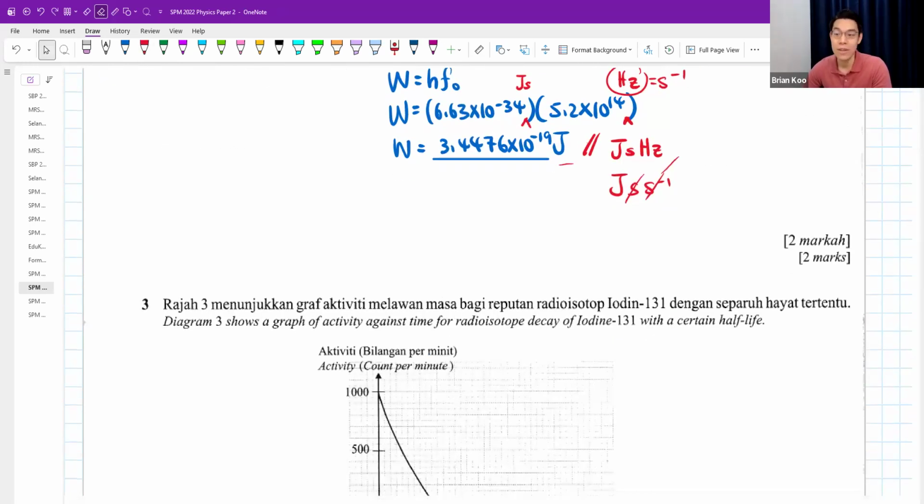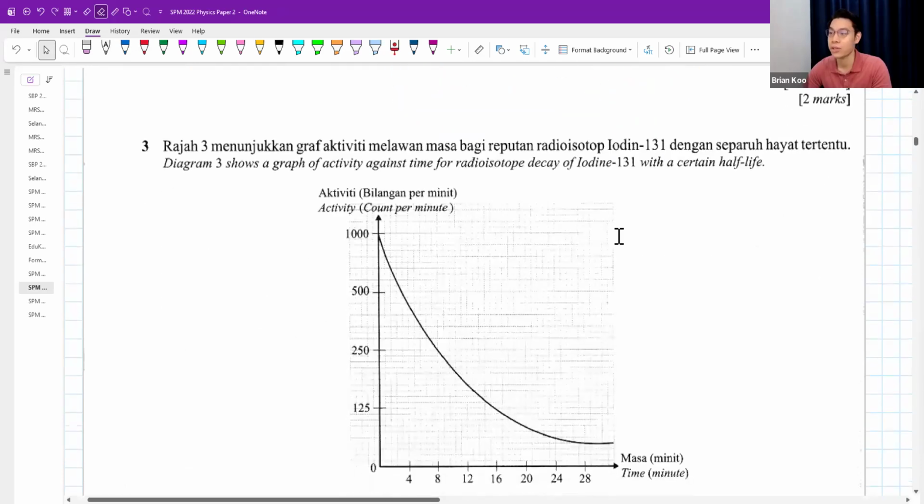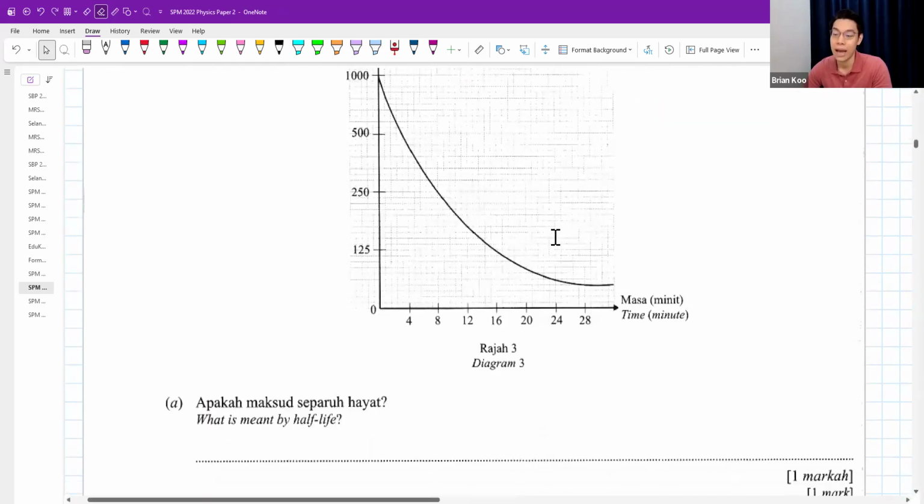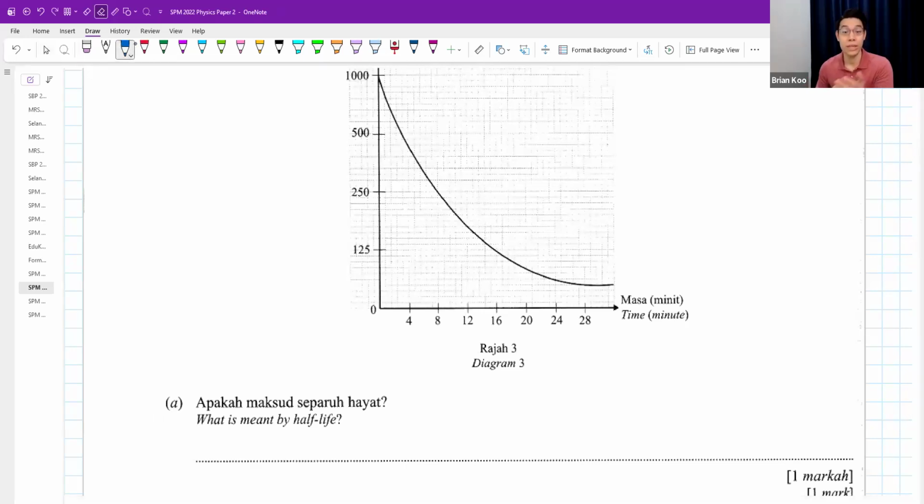Okay, question number 3. Diagram 3 shows a graph of activity against time for radioisotope decay of iodine 131 with a certain half-life. What is meant by half-life? Okay, this definition is pretty popular. I think 2023 or 2024 also got asked about this, the definition of a half-life, which is the time taken to decay to half of the number.